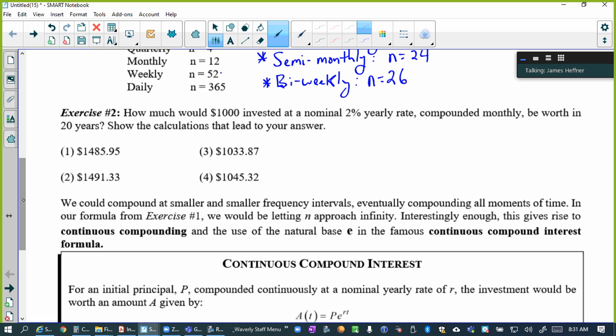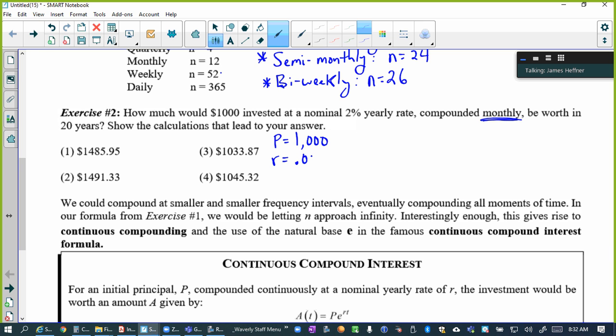All right, exercise 2. How much would $1,000 invested at a nominal stated rate of 2% compounded monthly be worth in 20 years? Compounded monthly would be 12, right? Okay, so let's just break out our variables. The principal would be what in this example? 1,000, right? The annual rate is what? 0.02.